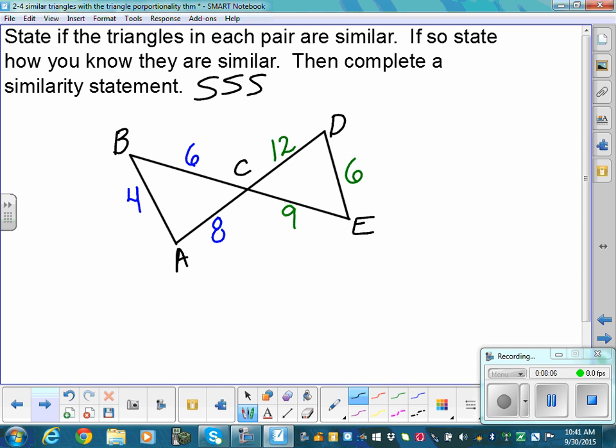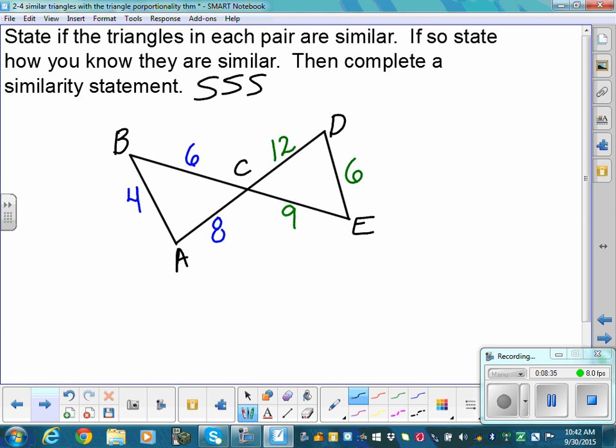Okay? Now notice, you got to set up the proportions correctly. Well, look at the sides here. Does each triangle have a smallest side? Yeah. 4 is smallest and 6 is smallest. Does every triangle have a medium side? 6 and 9. And then the largest side is 8 and 12. So won't the smallest side correspond to the smallest side? Medium side correspond to the medium side. Large correspond to the large.